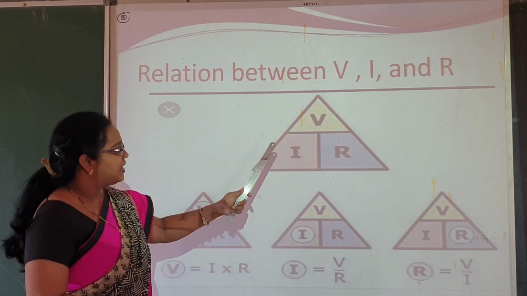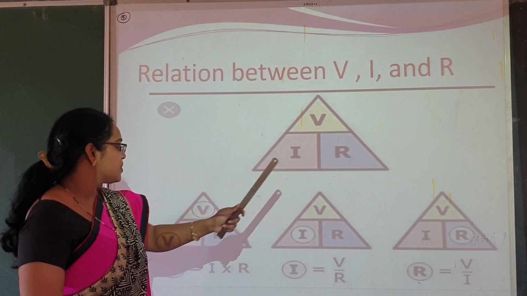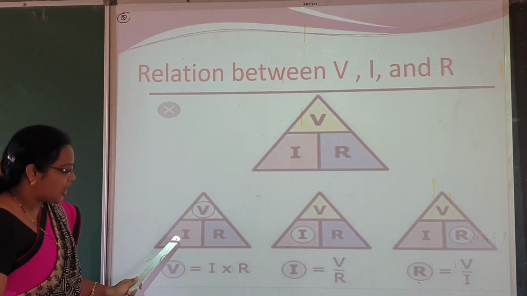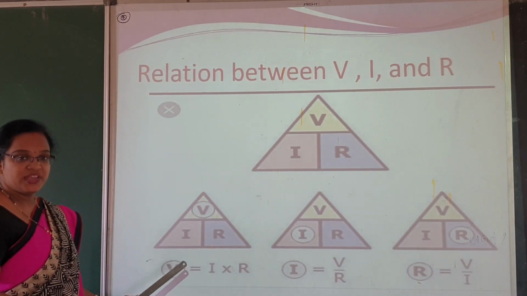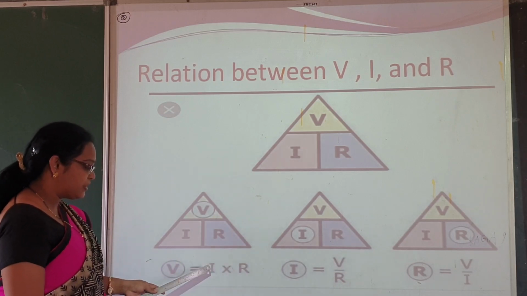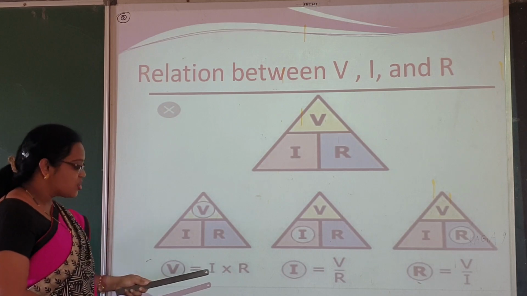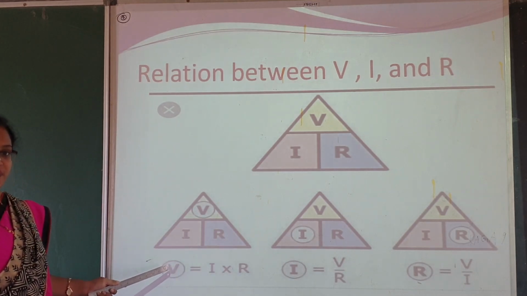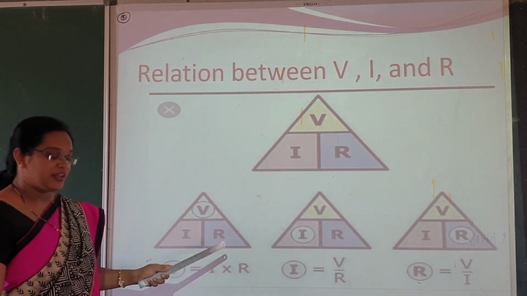So if you write V, I, R in a triangular shape, V is equal to I into R. This is the first formula. When you know current and resistance, we can find out the potential difference: V is equal to I into R.